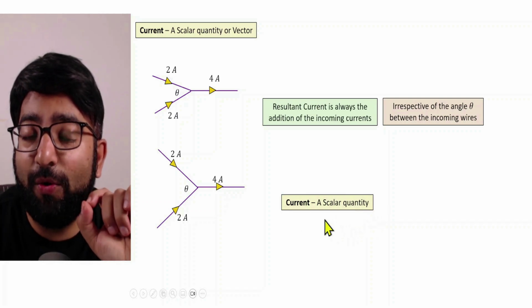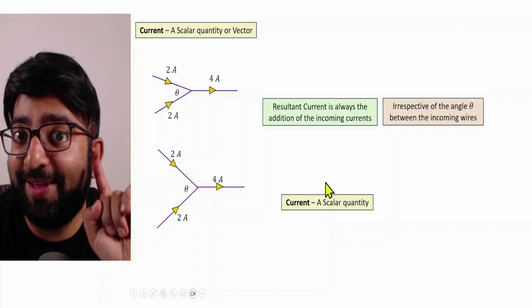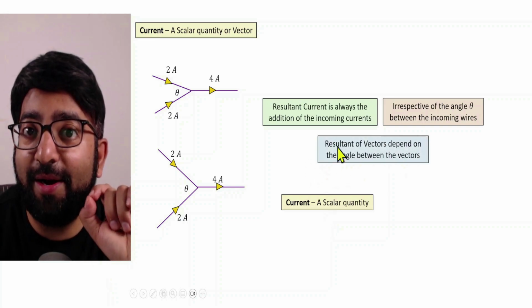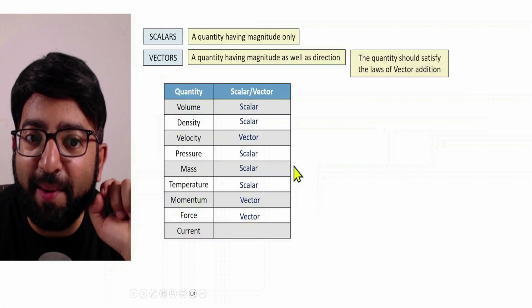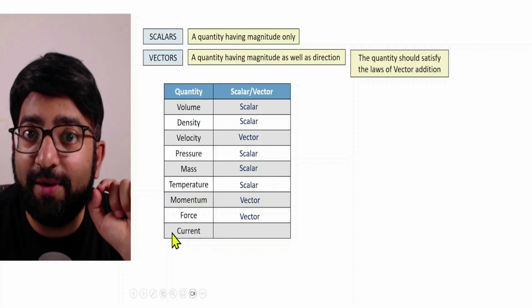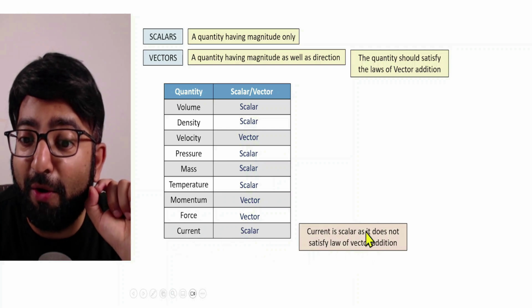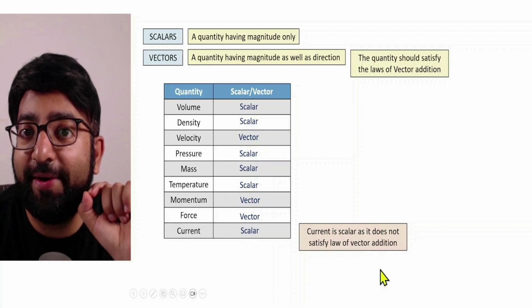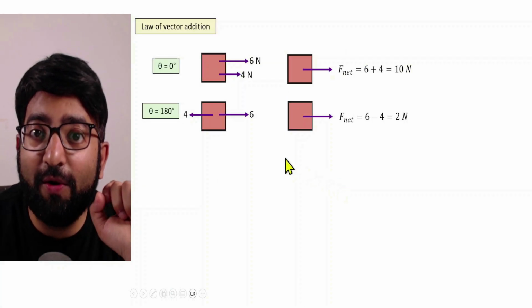It is not a vector quantity because it does not satisfy that condition, which is the resultant of vectors depends on the angle between the two vectors. And coming back to the table, now we can say the current is a scalar quantity because it is not satisfying the law of vector addition. All right, back to the law of vector addition.